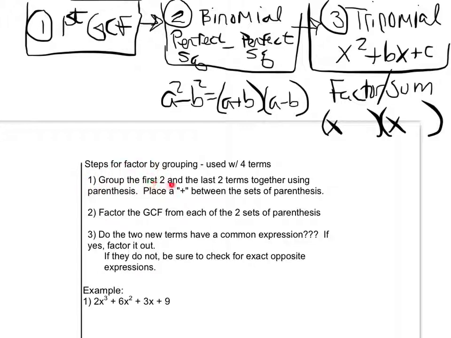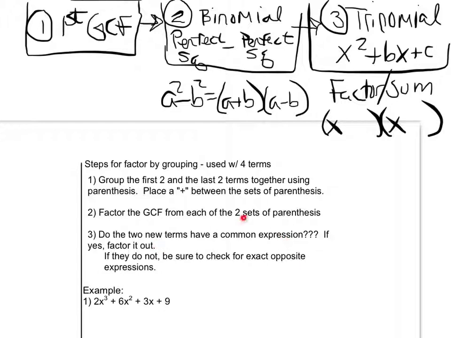We're going to group the first two and the last two terms together using parentheses. We will always put a plus sign between the set of parentheses. We will factor the GCF from each of the two sets of parentheses. Up until now, remember, 1 was never an important GCF for us. With factoring by grouping, if they have nothing in common, we will factor out a 1. Once we've factored out a GCF, we're going to ask if the two new terms have a common expression. If yes, we need to factor it out.